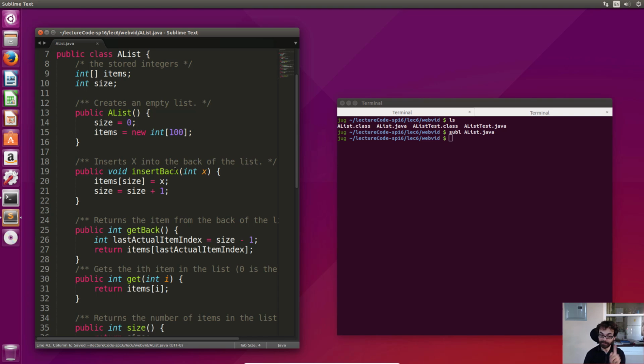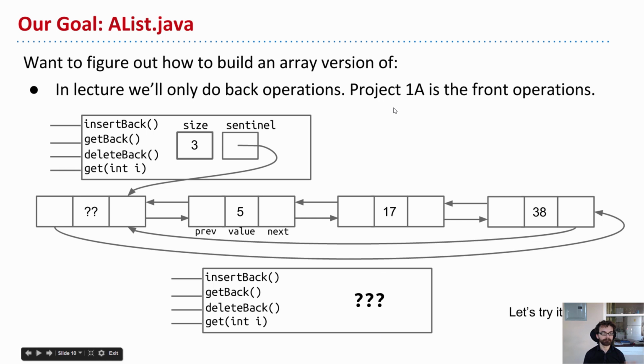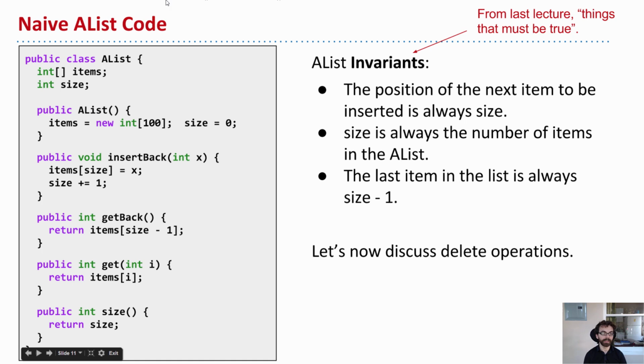You may, if you're paying close attention, already see where we're going to run into some problems, but we'll get there. So this is a basic array list. Let's make sure it compiles. Okay, it did. Marvelous. Okay, so let's look at our code. So here's our A list, right?